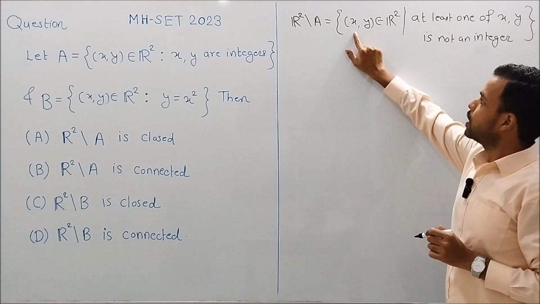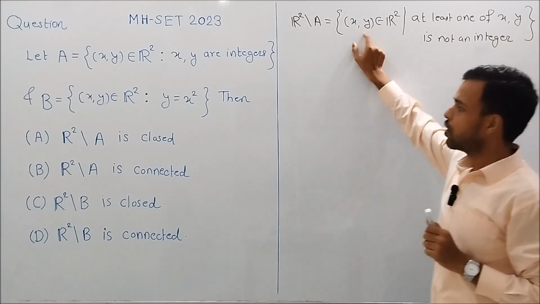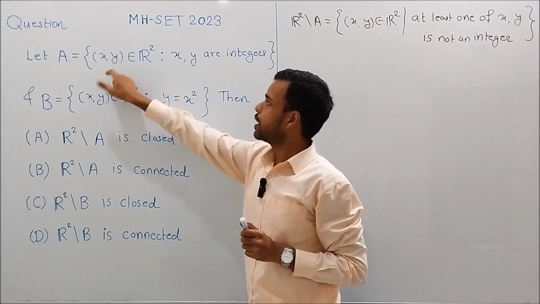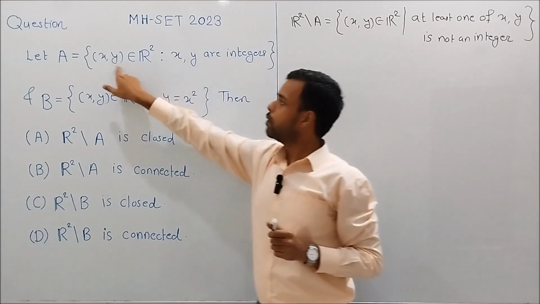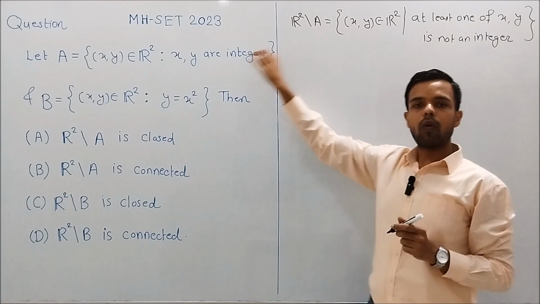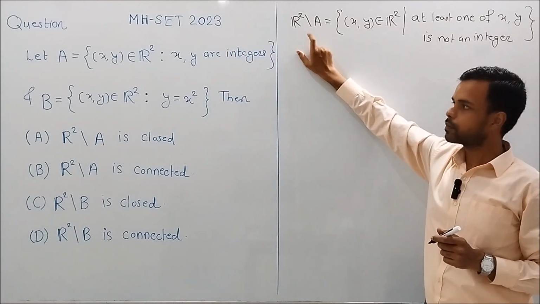Because if at least one of x and y is not an integer, then such an ordered pair does not belong to A. Because ordered pairs in A are such that both of these coordinates are integers. So such an ordered pair belongs to the complement of A. So this is the definition of the complement of A in R2.